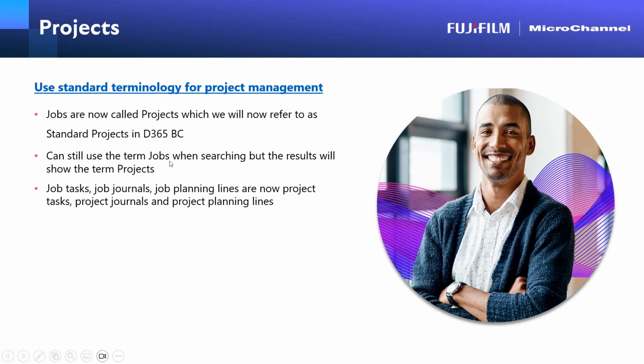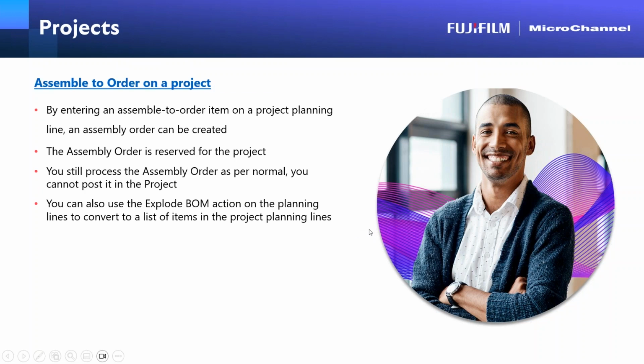Like I said, you can still use the term jobs, you can go searching for it, but it won't actually show jobs in the menu anymore, it'll show projects. Things like job tasks, job journals, job planning, all that has been changed to use the word projects instead. One of the things they have allowed on a project is this assemble to order item. You can now bring in those items, and if you let it, it can create an assembly order for you in the background. You would still process the assembly order in the same way as any assembly order.